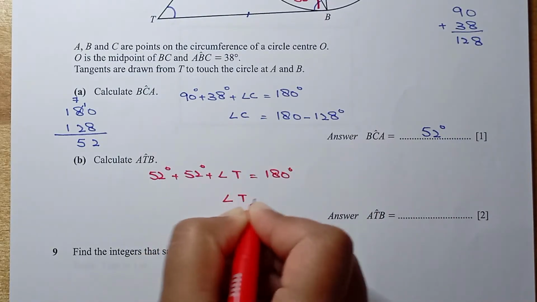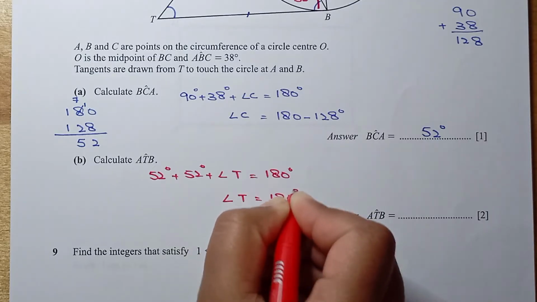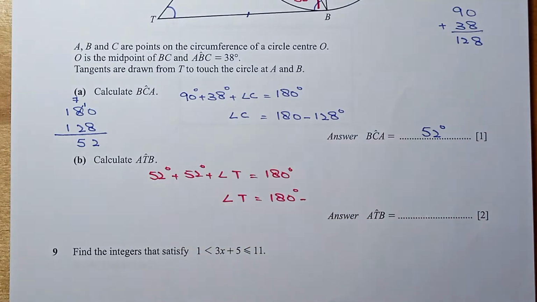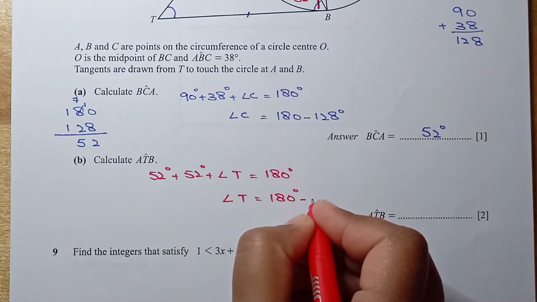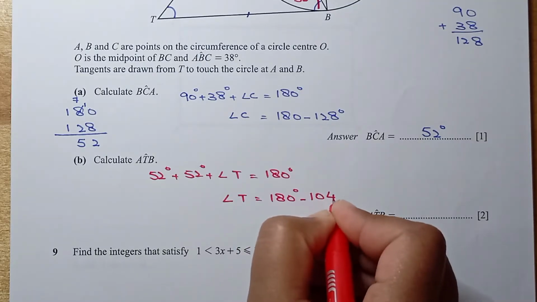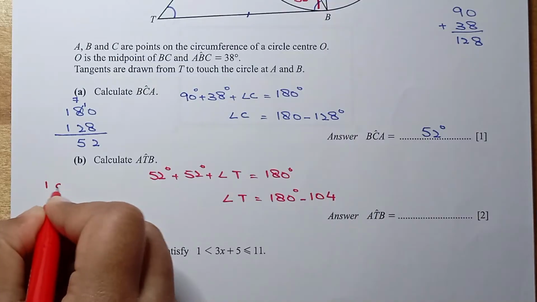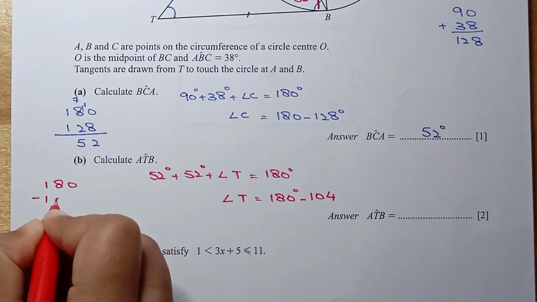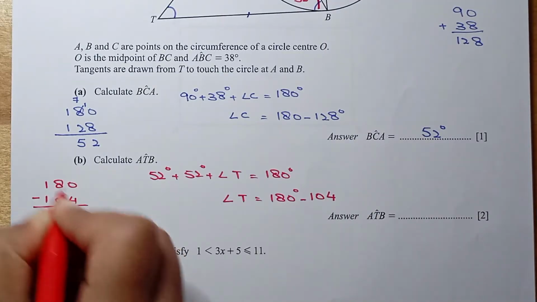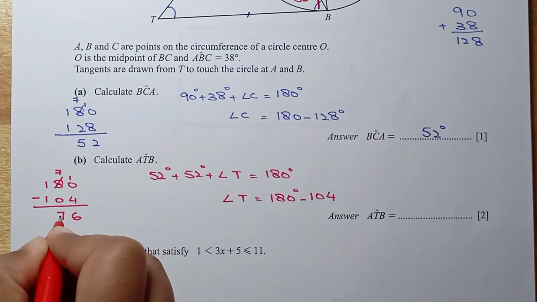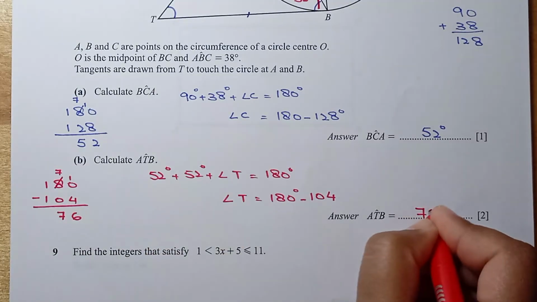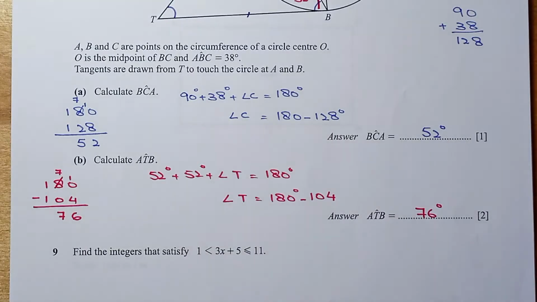So angle T would be equal to 180 subtract 52 plus 52. What is 52 plus 52? 2 plus 2 is 4, and 5 plus 5 is 10, so 104. Okay, so 180 subtract 104: we have 7 over here, and 10 minus 4 is 6, so 76 degrees is angle ATB.